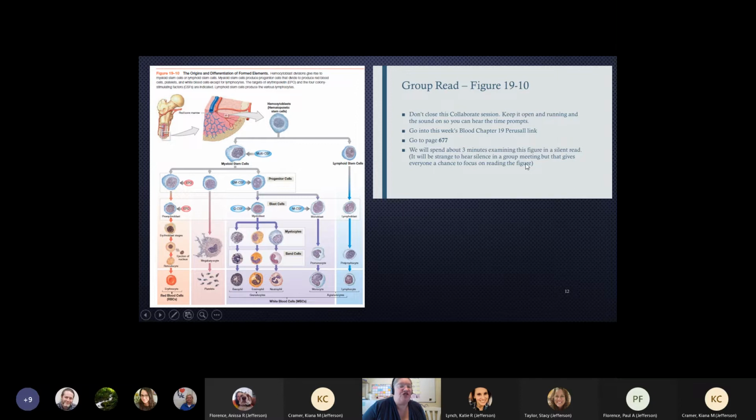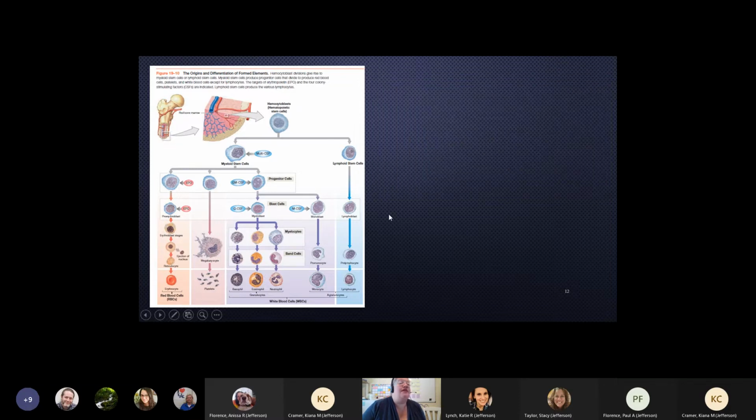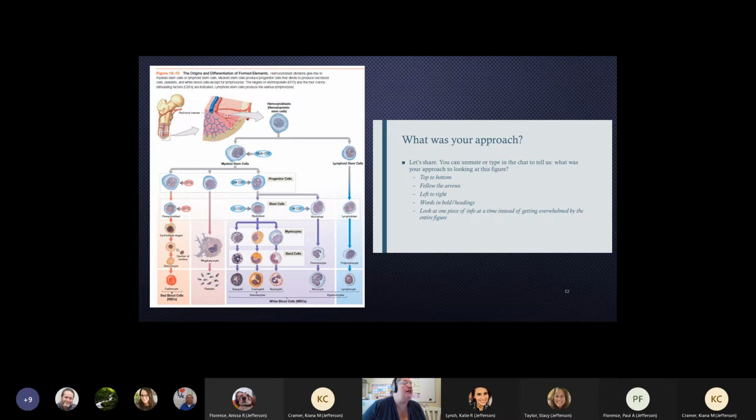And I told them it'll be strange to have silence in a group meeting, but I want you to see just what you can get out of this in the first few minutes. So then when they came back from that 3-minute group read, I had them share, how are you approaching this figure? We'd already talked the week before about some of these visual literacy skills. So they were kind of like, I did what you said.